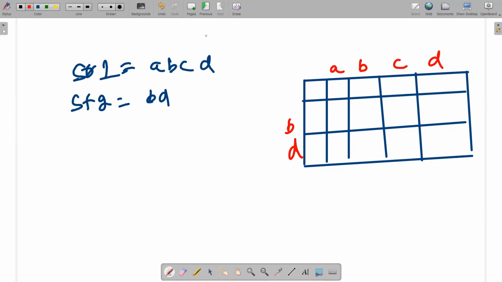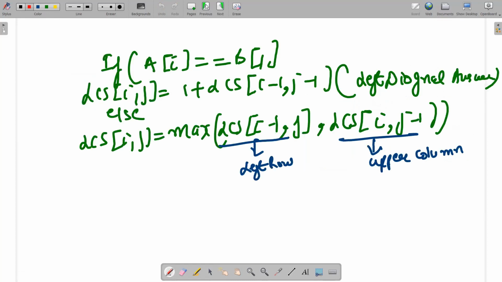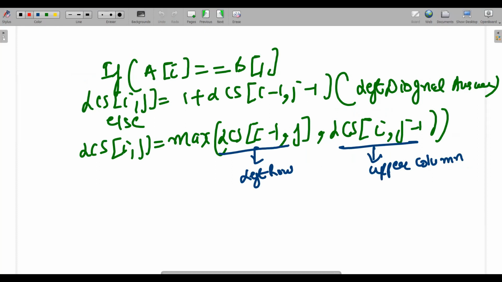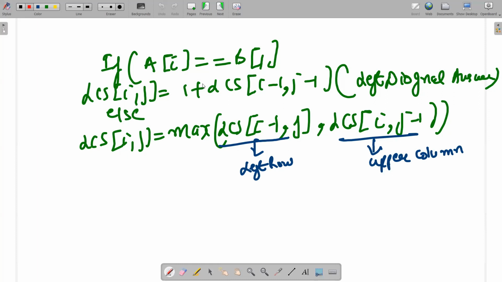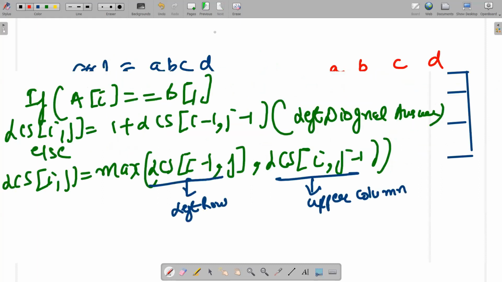Now I'm taking the algorithm and putting this algorithm over here so that our calculations become a bit faster.